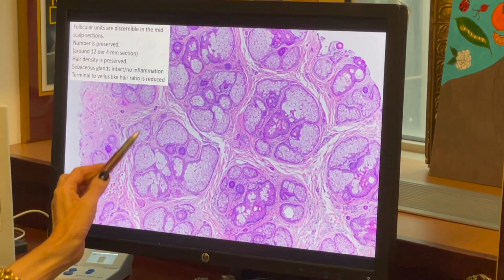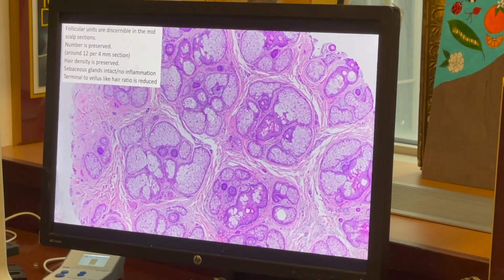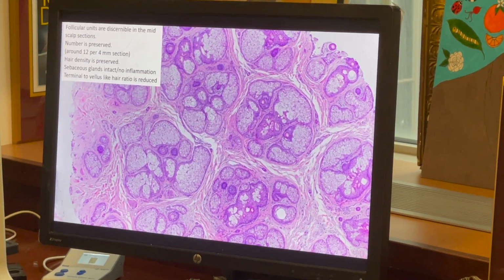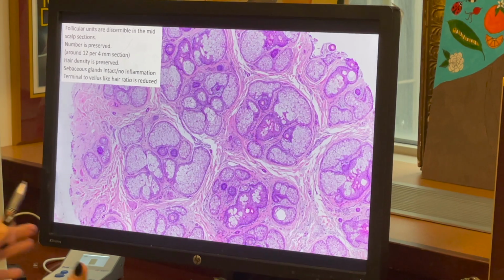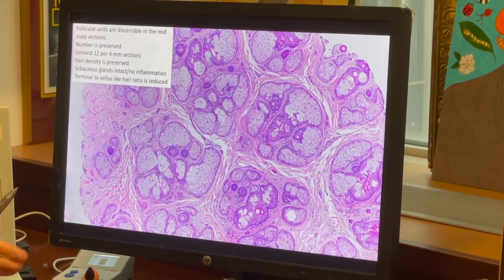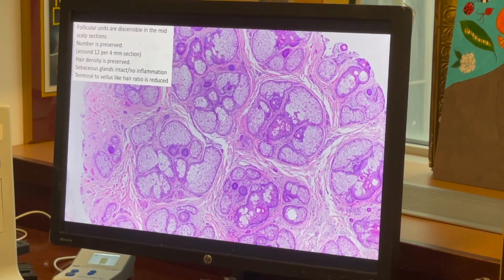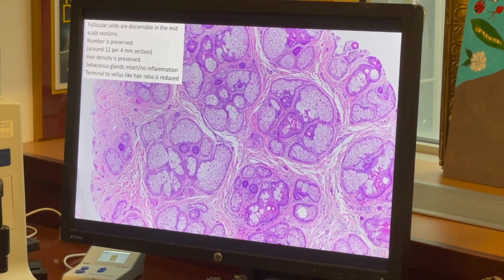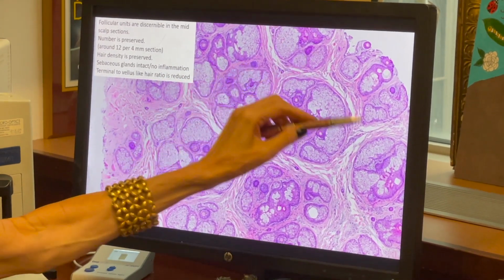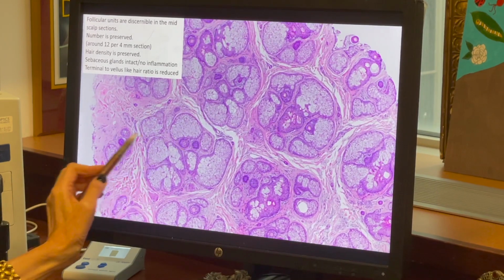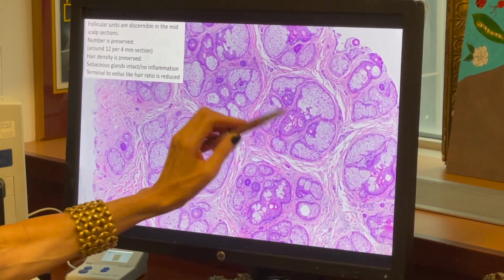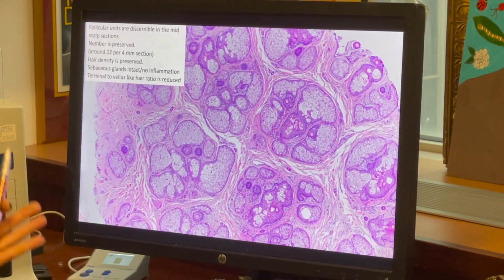Now as we section the hair more proximally, in the mid part of the scalp biopsy, we see follicular units. The follicular units are composed of 2 to 5 hairs, and in a 4 millimeter horizontally sectioned scalp biopsy, there are around 12 follicular units, roughly per 4 millimeter section. So here, the number of follicular units are more or less within normal limits. The number of hairs range from 2 to 5, so also normal.